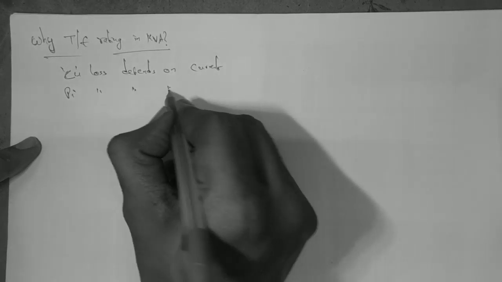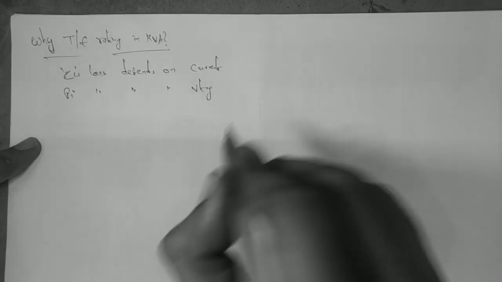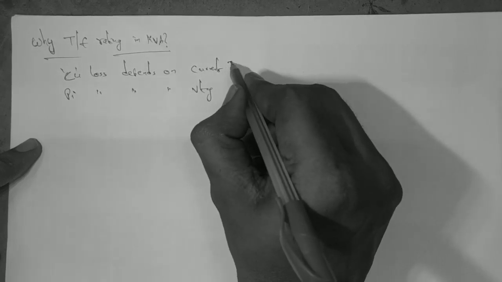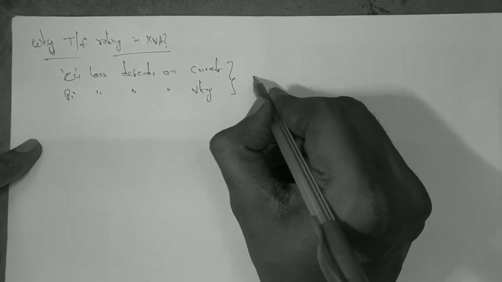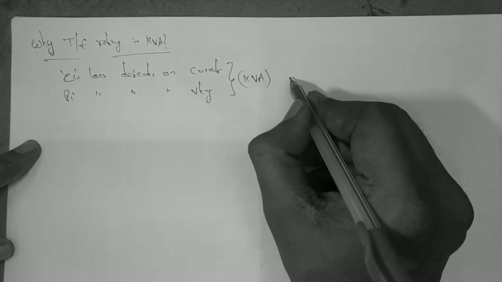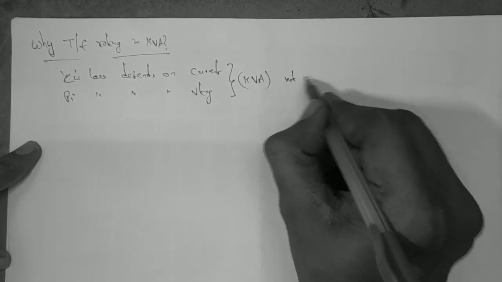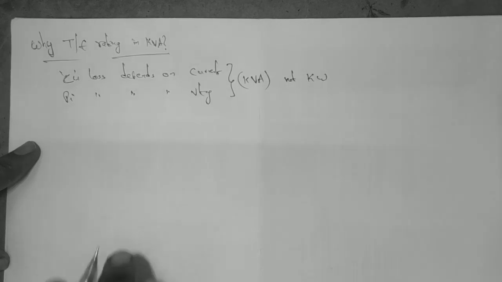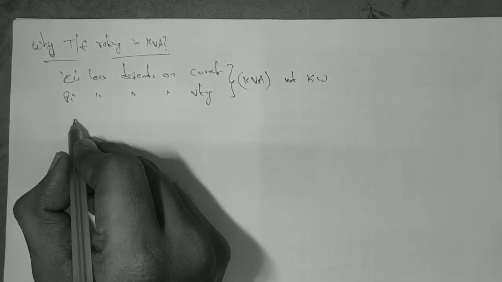A transformer has two types of losses. Copper loss depends upon the current and iron loss depends upon the voltage. So they do not depend upon the power factor, that is the angle between V and I. So transformer rating is given in kVA, not in kilowatt. This is a very important question, generally asked for one mark.